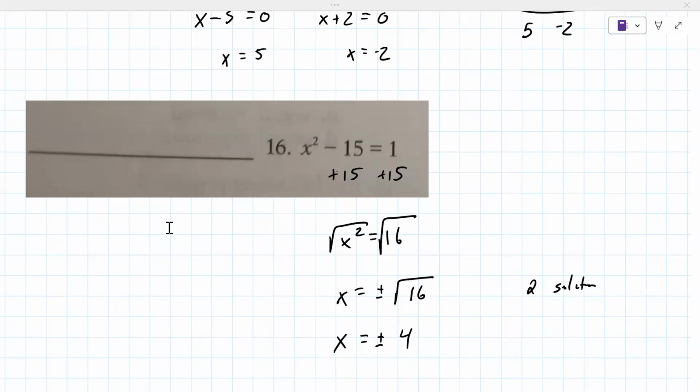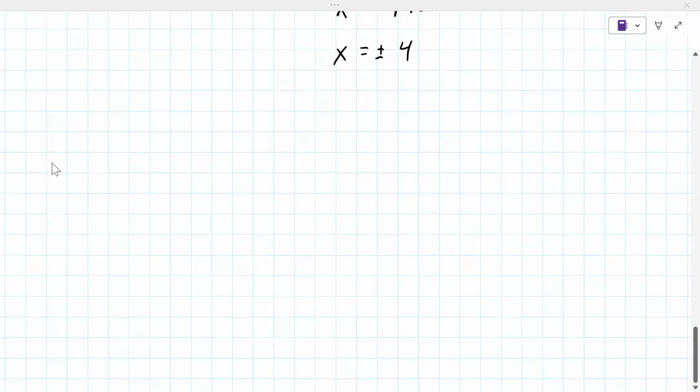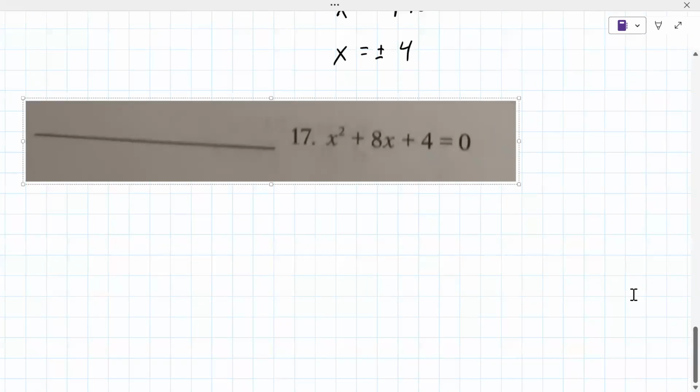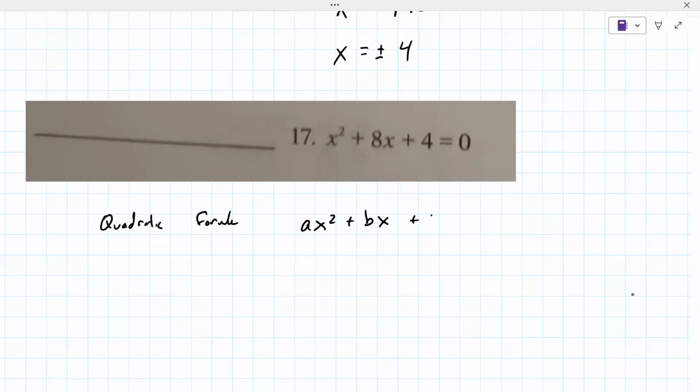All right, so the next two are probably best done using the quadratic formula. We're completing the square, but I'm going to recommend the quadratic formula. Have you seen that before? Did you see that in this section? Okay, so the first thing you have to identify is A, B, and C.